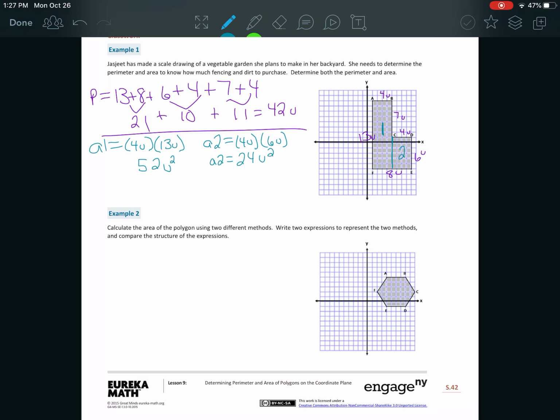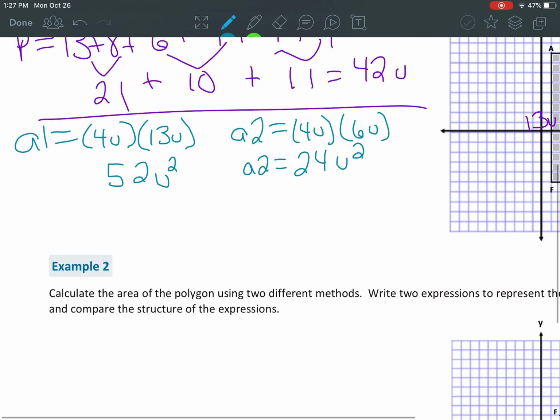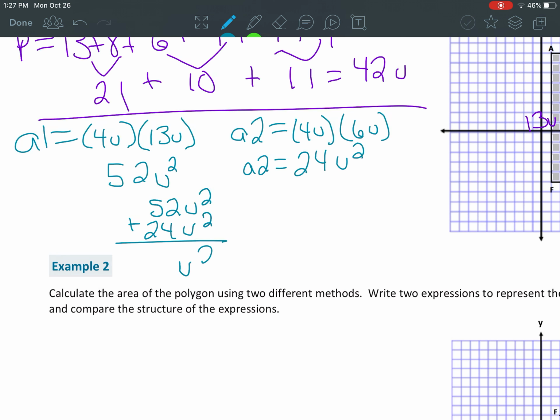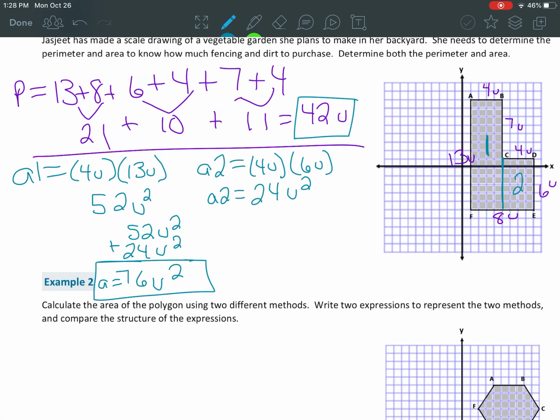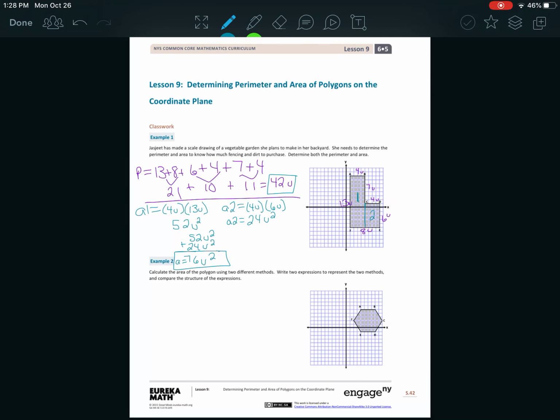Okay, so I have my two separate areas. Now I can add them together. So 52 units squared plus 24 units squared. Our label is going to stay units squared. 4 plus 2 is 6. 5 plus 2 is 7. So the area of the whole thing is 76 units squared. And then our perimeter is 42 units.